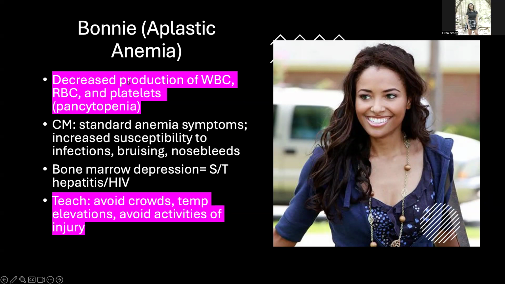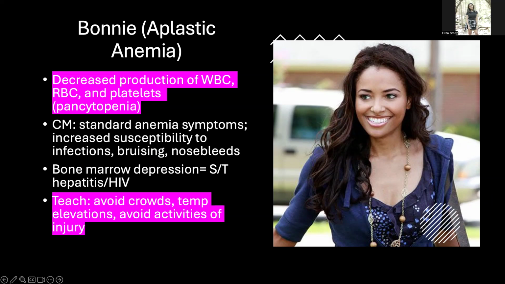So this disorder is going to result in something called pancytopenia, which is a decreased production of all the cells, right? White blood cells, red blood cells, and platelets. Now, clinical manifestations, again, are those standard anemia symptoms: increased susceptibility to infections, bruising, nosebleeds, and it can also cause bone marrow depression secondary to hepatitis and HIV.